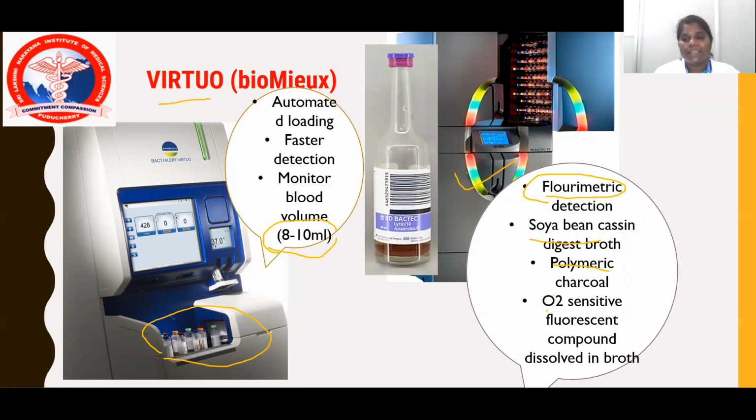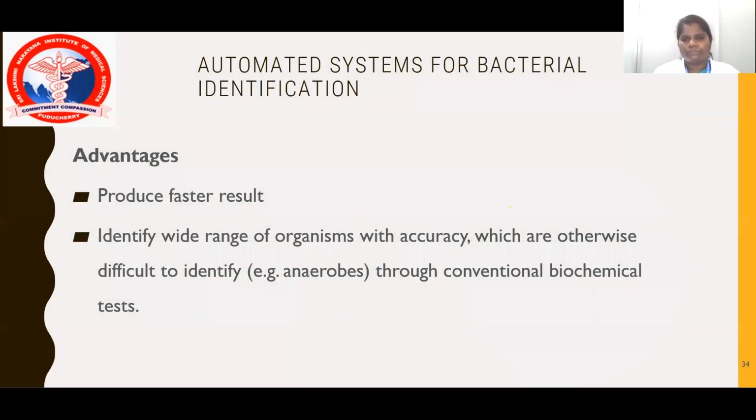What is the mechanism behind this? The bottle already has a fluorescent dye quenched by oxygen. When the organism starts growing in the blood culture bottle, it starts utilizing the oxygen present in the media. As it utilizes the oxygen, the oxygen is separated from the fluorescent dye. Whatever fluorescence is released from the oxygen is detected by the machine. So this is how the machine detects organism growth.